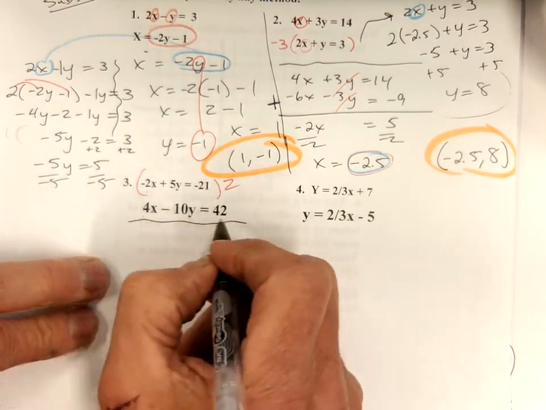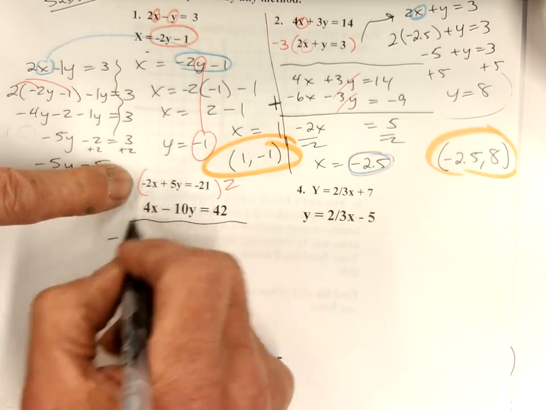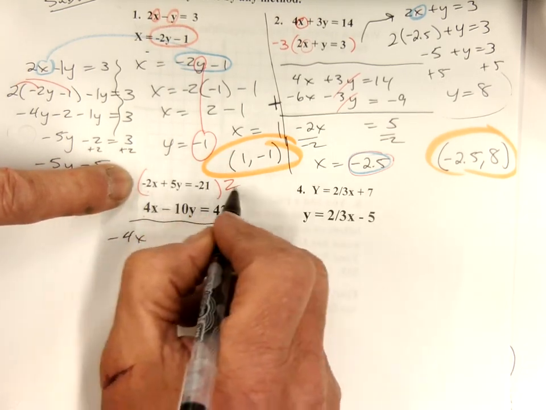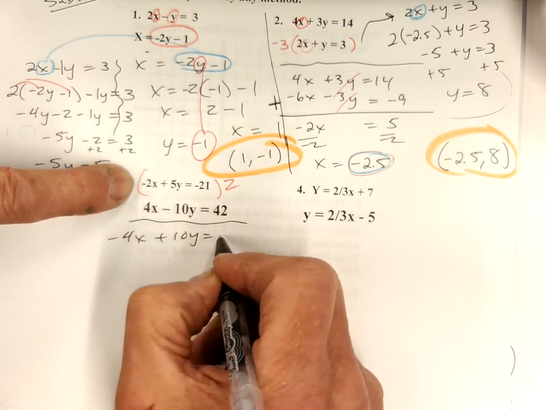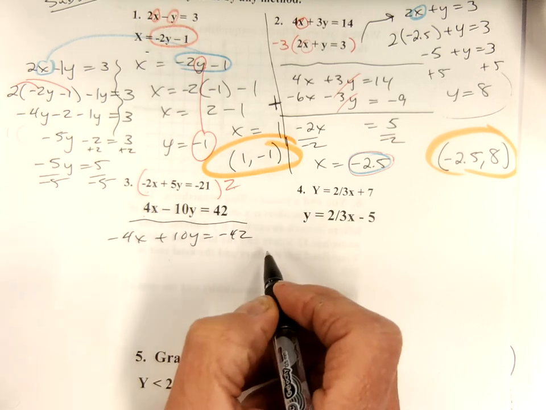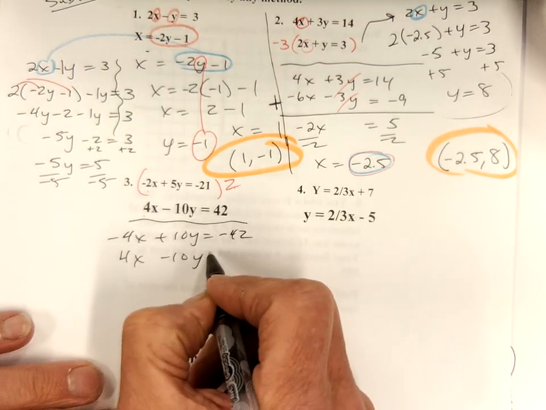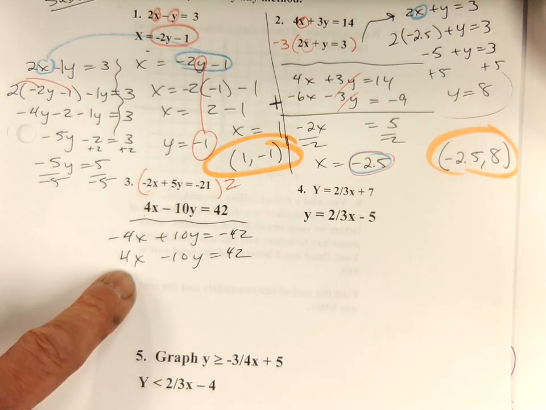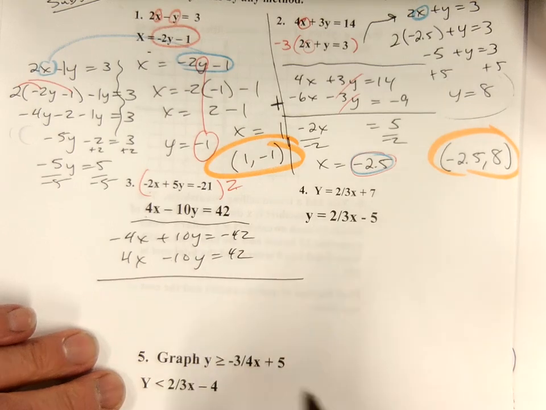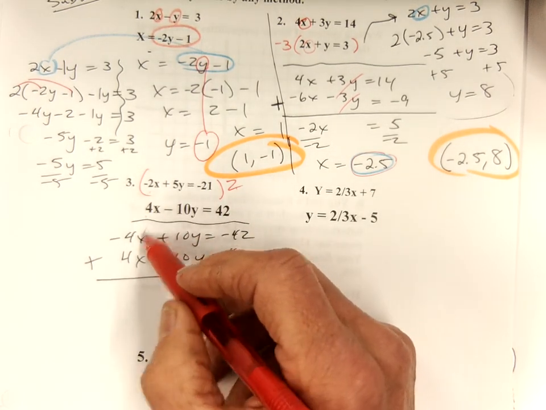Okay, so let me rewrite equation 1: negative 4x plus 10y equals negative 42. And then rewrite the second equation: 4x minus 10y equals 42. And then my x's I can eliminate, so I can add straight down, and I can eliminate. Okay, so 4x minus 4x is gone.